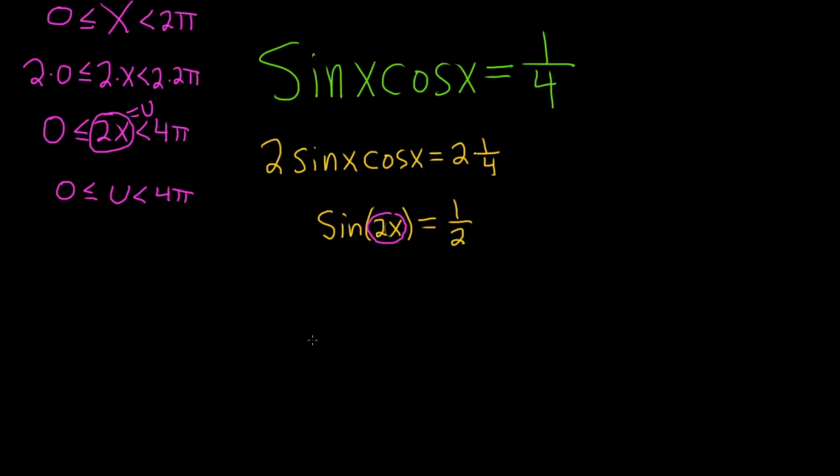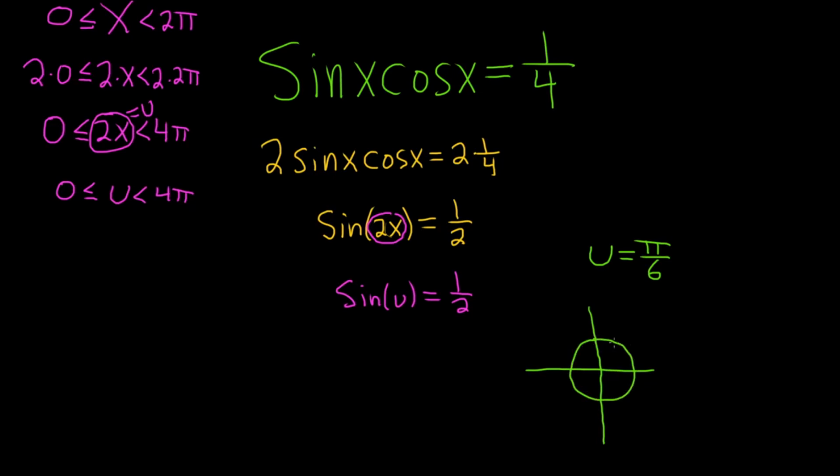So now we can go back in here and replace 2x with u. So sine of u is equal to 1/2. So we're looking for all of the values of u such that the sine of u is 1/2. So let's think. The easiest angle we can use is u equals pi over 6. That's from memory. Let's go ahead and draw the unit circle and find the other answers. So here's the unit circle. And just remember that on the unit circle, cosine is the x-coordinate and sine is the y-coordinate.